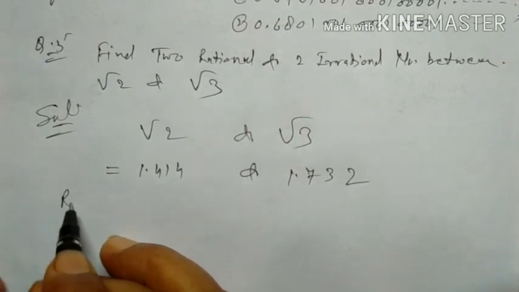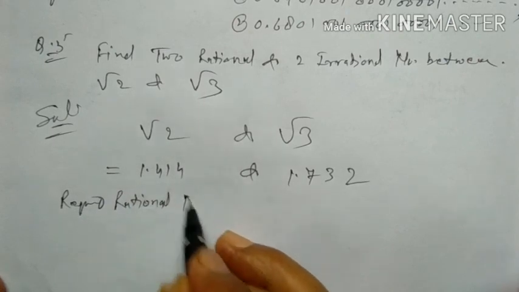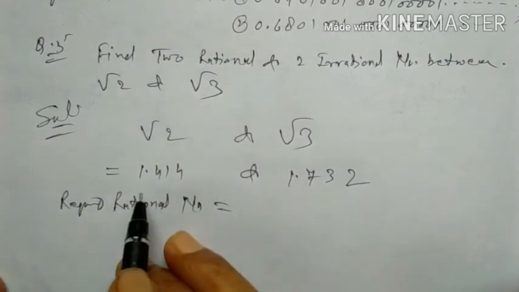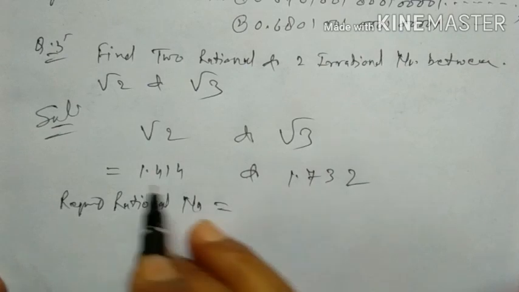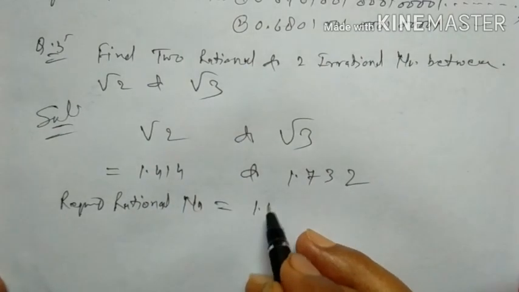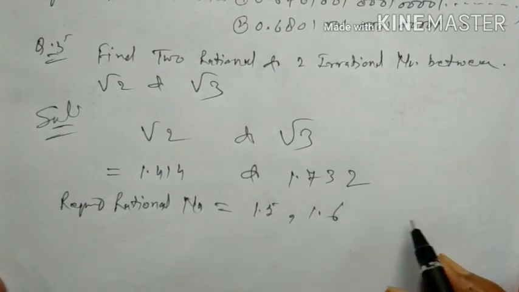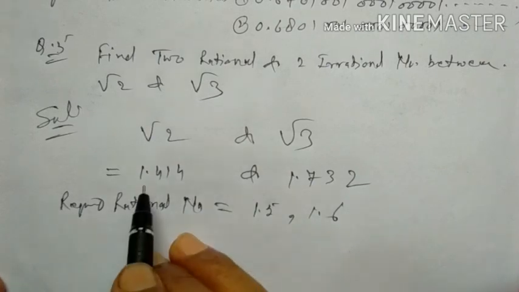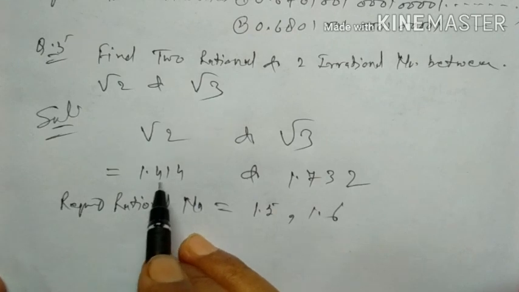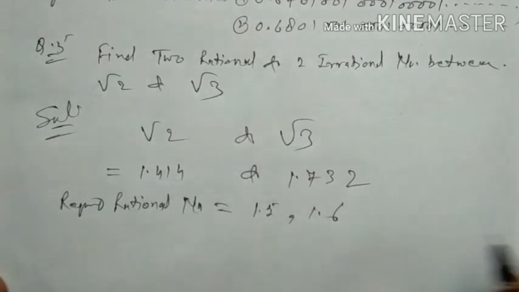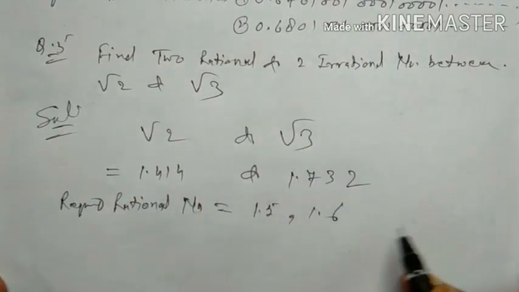So the required rational numbers: you take one digit, 1.414 is 1.4 and 1.732 is 1.7. Then after 1.4 come 1.5 and 1.6. These are the rational numbers. You can write so many rational numbers, like 1.42, 1.43, 1.44, 1.47 and so many. But here the question is to write two rational numbers, so this is sufficient.